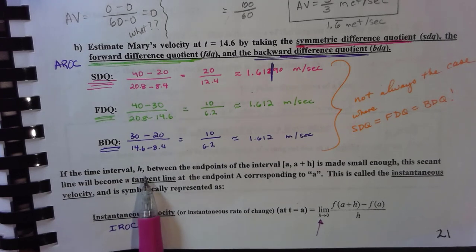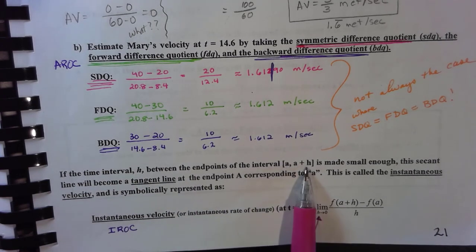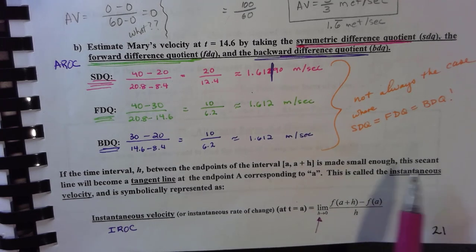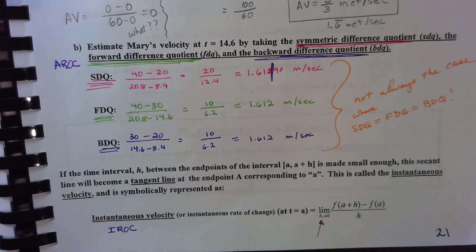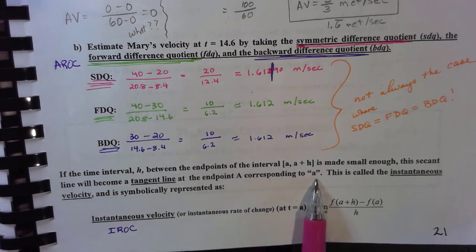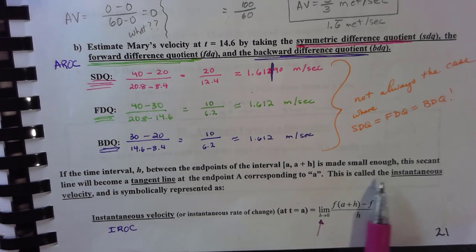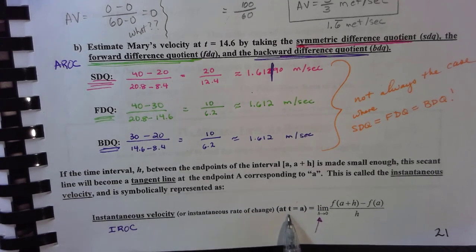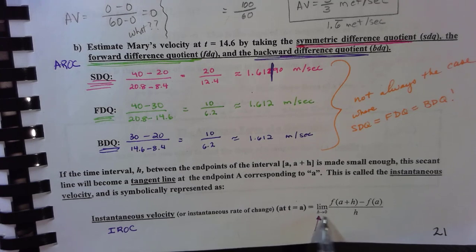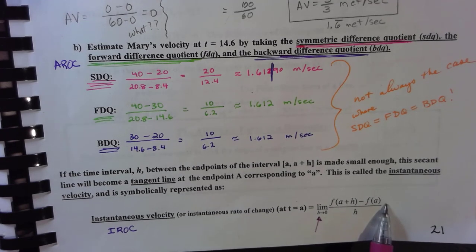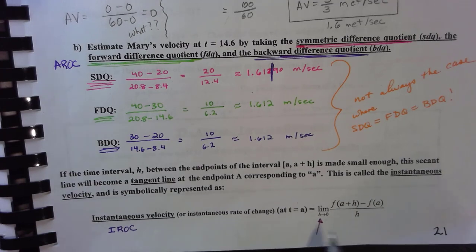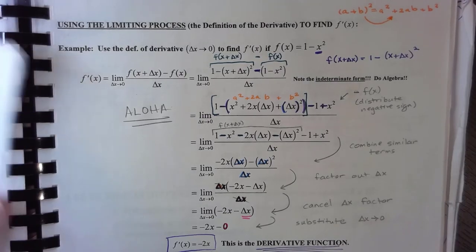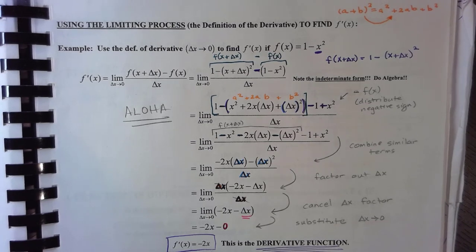In the time interval h between our endpoints of the interval a and a plus h, if that time interval is made small enough, this secant line will become a tangent line at the endpoint a corresponding to the x-coordinate a. This is called the instantaneous velocity and is symbolically represented like this. Instantaneous velocity, instantaneous rate of change at time equals a is the limit as h goes to 0 of f at a plus h minus f at a over h. Very important formula. You might want to pause the video and write down what you see before I explain this problem.